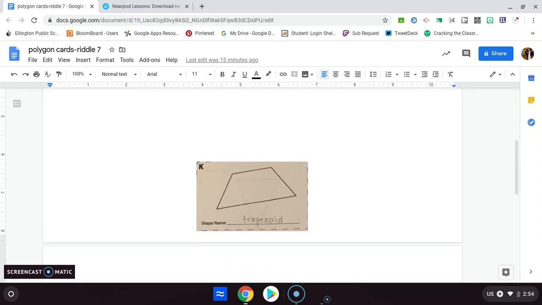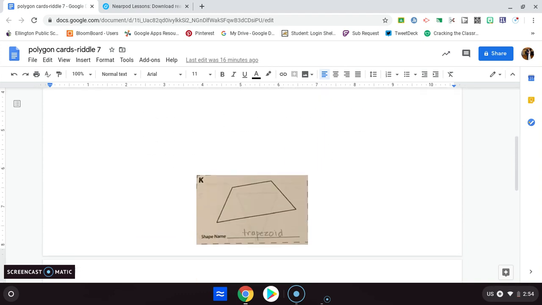Letter K, trapezoid. Quadrilateral, no right angles. Up here we have obtuse. Down here we have acute. We have one side of parallel. A top will not touch the bottom. And what was their last clue? Oh, that's all of them.